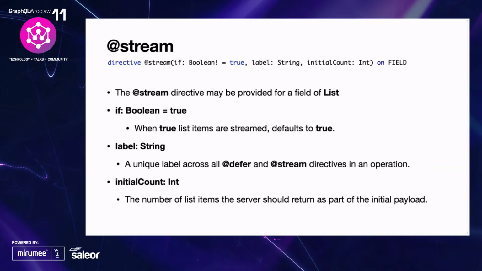Then for the stream directive, this is a directive that you can use on list fields, and it allows us to get some items from the list while the rest might still be loading. Just like defer, it also has an if argument and a label argument, and those work the same way here as they do there. And there's also the initialCount argument. This is the number of list items that the server should return as part of the initial payload. And all items that come after that index will be sent in later payloads.